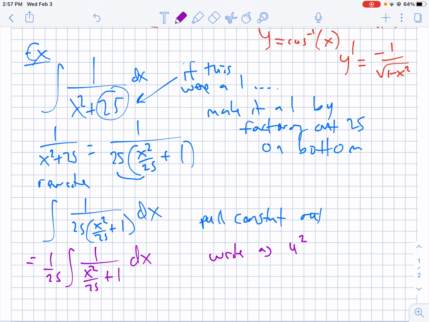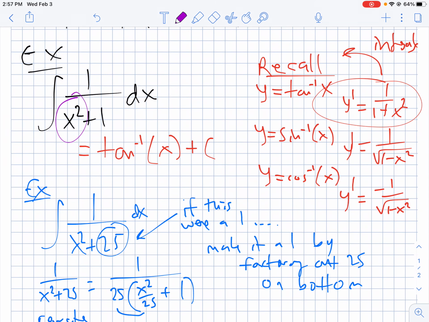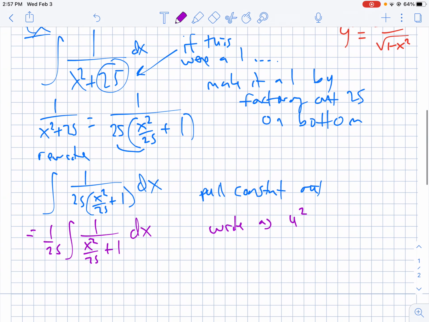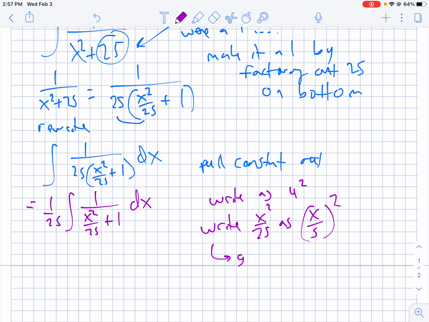So instead of being something squared plus something, or something over something plus 1, we want to be able to put it in the form of something squared plus 1. So what we're going to do is write the x squared over 25 as x over 5 squared. Just take the square root of both of them. I'm doing this because my goal is to get it in the form of an inverse tangent, to get it into a 1 plus u squared so I can do the inverse tangent. So I'm going to turn this into 1/25 times the integral of 1 over (x over 5) squared plus 1 dx.